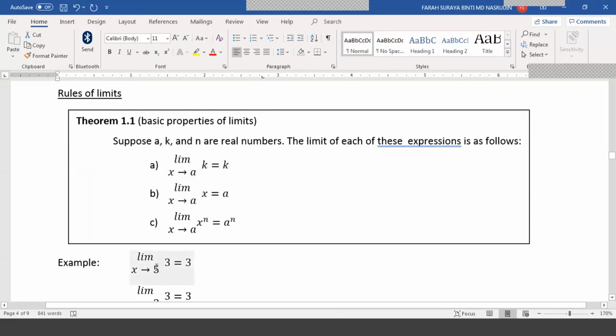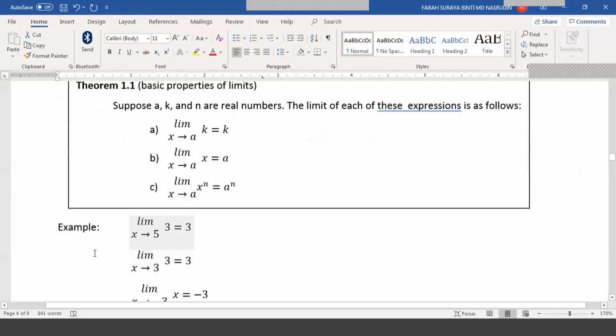Okay, contoh macam ni. Limit X approaches 5, function dia 3. So jawapan dia 3. Dia ikut function tu kalau function tu adalah real number. Okay, contoh lain yang ni. Limit X approaches 3. The function is 3. So it is equal to 3. Okay, jawapan dia ikut function, if and only if the function is a real number. What if the function is not a real number?